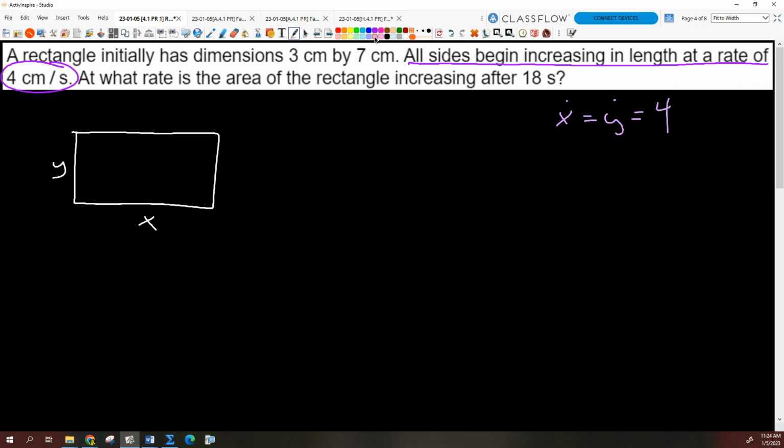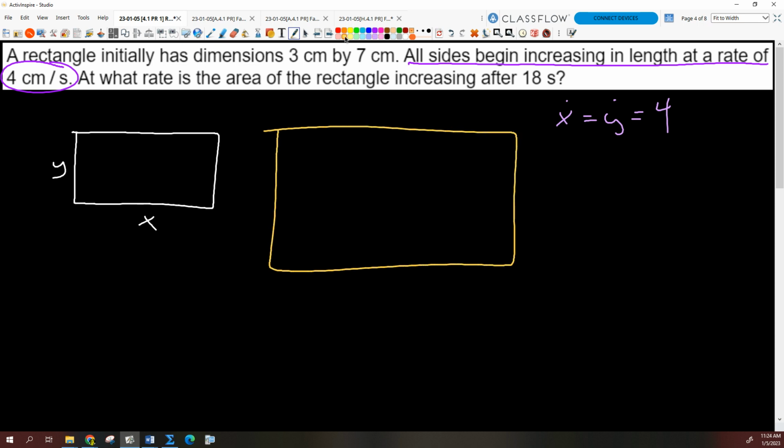Okay, what we're missing though is X and Y, right? So if we look at this picture though, they tell us something else. They ask us, at what rate is the area of the rectangle increasing after 18 seconds? So they're kind of telling us what the time is in our video when we're choosing our snapshot, right? Our frame in the video. It's at 18 seconds. Well, if these are the values we're starting at, how much have each of the sides increased after 18 seconds?